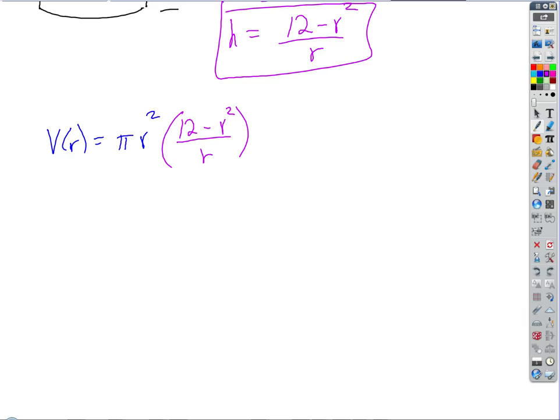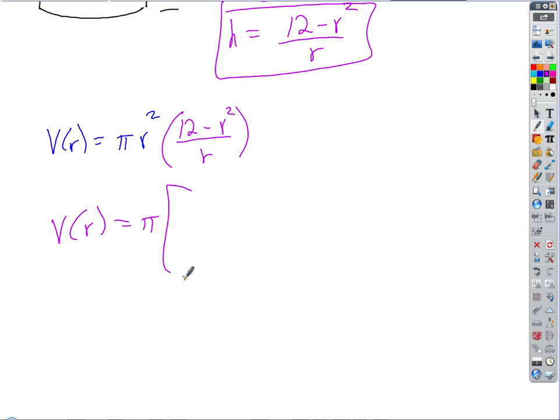So we could distribute the r squared through, and then just get V of r equals pi. Let's just leave the pi out front, right? We don't need to pull that one through. Just leave that out front. Times, what are we going to get?